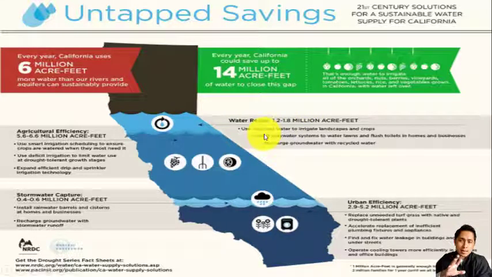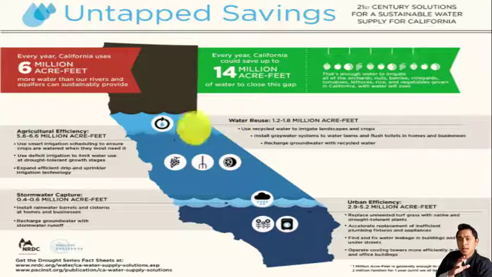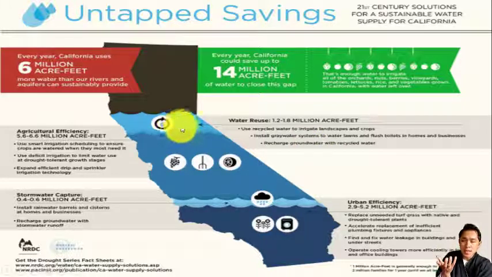Some of the techniques that California applies: they reuse the water. Can you see the logo of reuse over here? Water that has been used in the kitchen or bathroom, the grey water, can be reused for watering the lawn, the vegetables, and farms. Water can be treated and reused again.